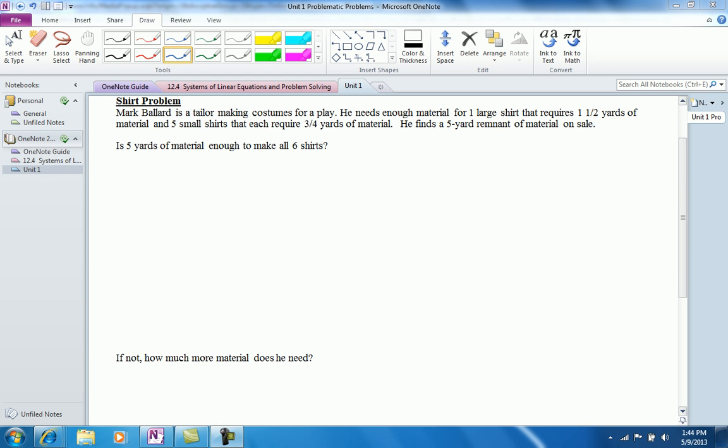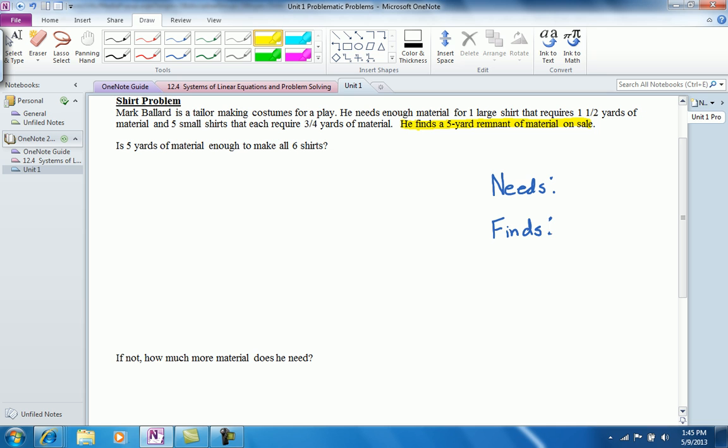Is 5 yards of material enough to make all 6 shirts? And if not, how much more material does he need? Alright, so let's focus on a couple things here. We're told about Mark's needs, and we're also told about how much Mark finds. And I'm actually going to focus on how much he finds first.